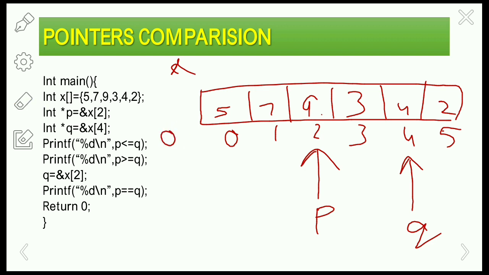Okay, so p greater than or equals to q. The p value is 9 and the q value is 4. 9 greater than or equals to 4 is true, right? So it will print the value 1.